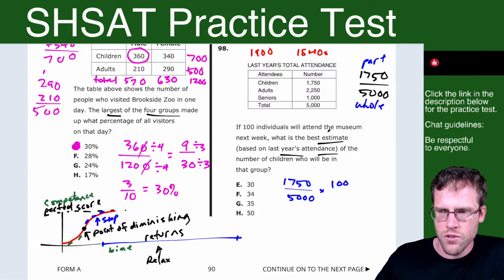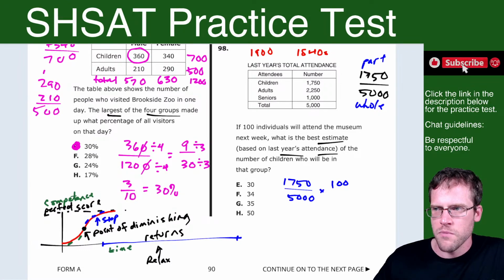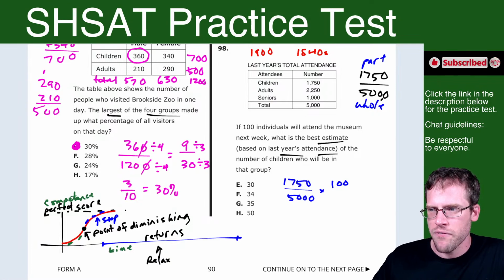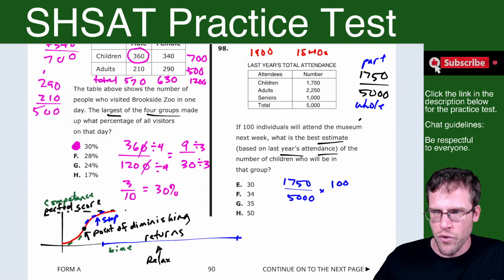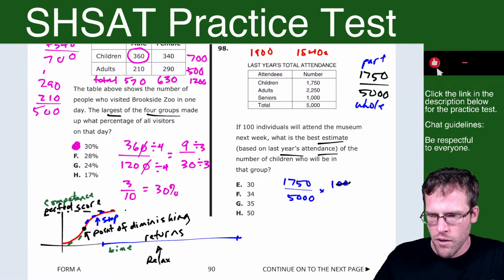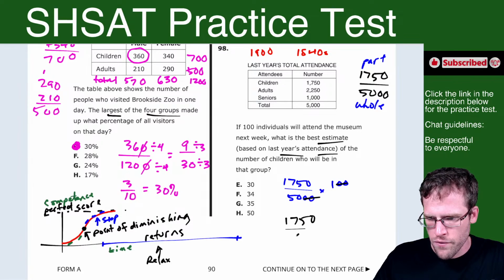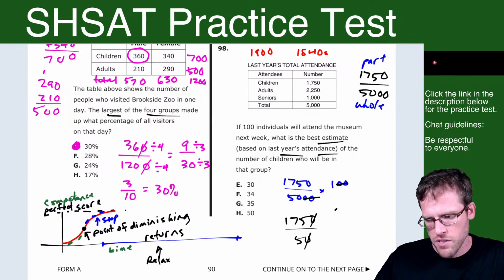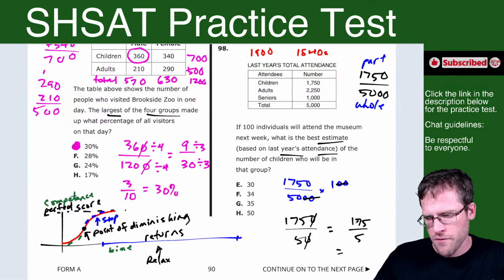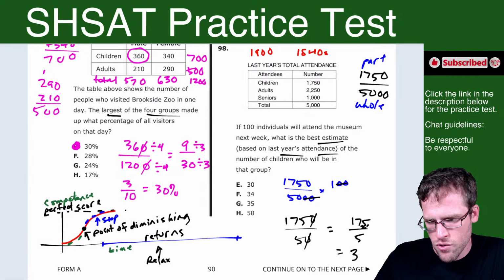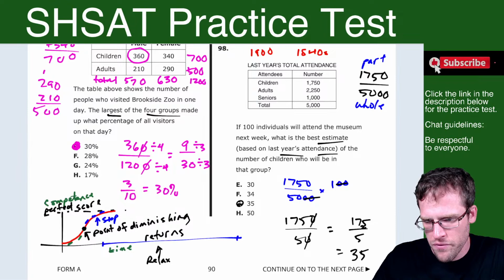If 100 individuals will attend the museum, what is the best estimate? Remember, there's 1,750 kids out of 5,000 total for last year's attendance. This will tell you the proportion or the ratio of how many people show up that are kids. So we multiply that by the total amount of people showing up to the museum next week. And here I would just cross off the common zeros. Now we've got 1,750 over 50. Here I would cross off these common zeros. And this is 175 divided by 5. 5 goes into 17 3 times, remainder 2. 5 goes into 25 5 times, so 35.